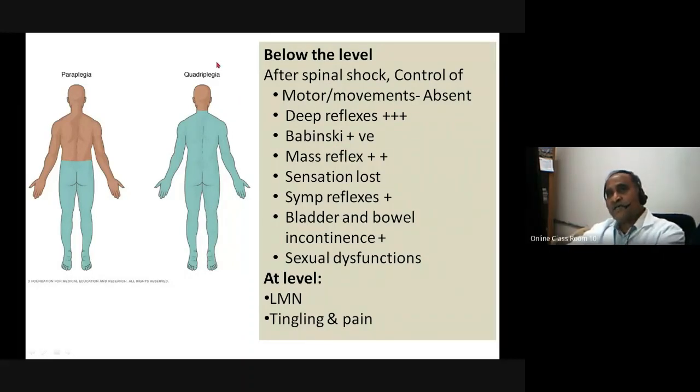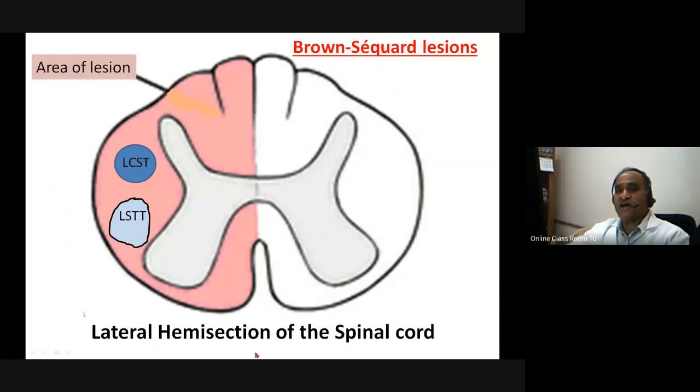Then comes the second, the incomplete lesions. In the incomplete lesions, the foremost is the lateral hemisection of the spinal cord. So this is the spinal cord. The pink area is the hemisected area. So that means there is a cut, a half cut like that. So the white area on this side is intact.